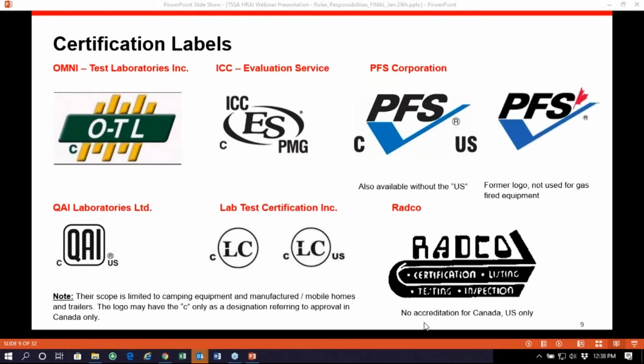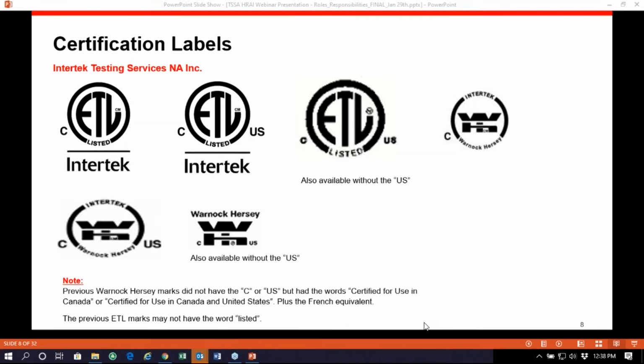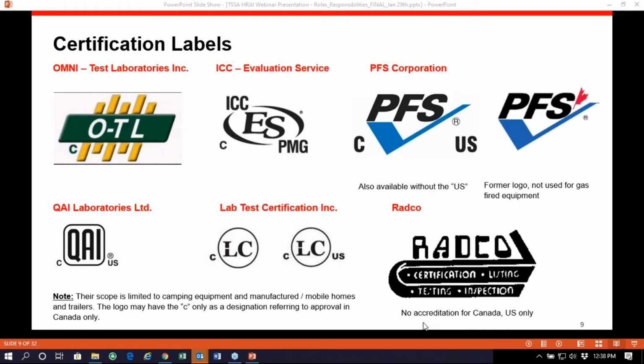We then have ETL, which is Intertek, Warnock Hersey, all combined in there, that are also accredited. OTL, ES, PMG, PFS, QAI, and LC. The scope of some of those is more for manufactured and mobile homes, and you're less likely to run into those, but you perhaps will in your travels. And then RADCO has no certification in Canada right now, but they are recognized.